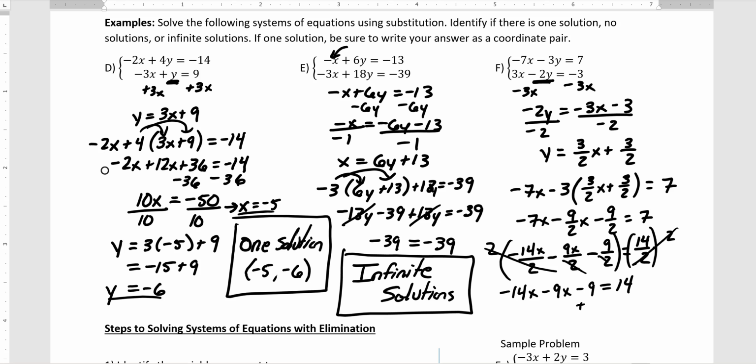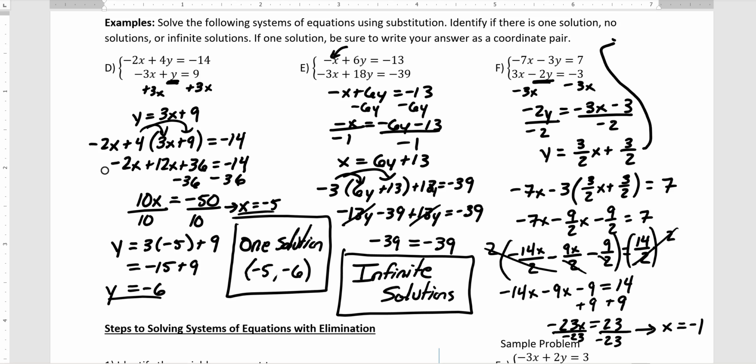Okay, let's add 9 to both sides. 14 plus 9 is 23. Negative 14 minus 9 would be negative 23x. When I divide by negative 23, I find that x equals negative 1. Okay, so I know x equals negative 1. Let's plug that in back up here.